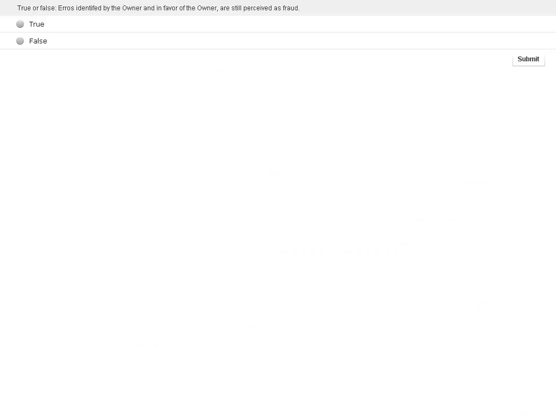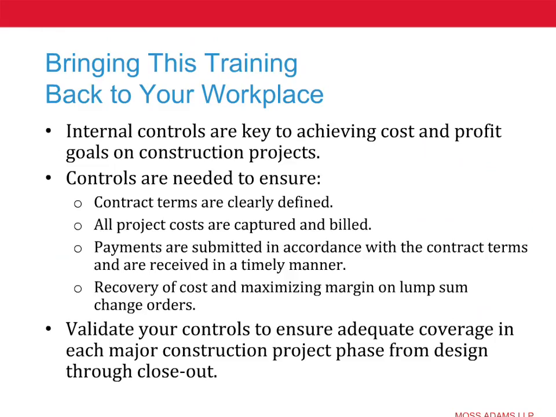Got it. So, false. Errors identified by the owner in favor of the owner are still perceived as fraud. 62% of you think that's false, but 37 to 38% of you think it's true. So obviously there is some thought out there that if an error occurs and the owner finds it, then that's going to be perceived as fraud. And I think that is true among many owners, and the other is also true, that a lot of owners recognize that people make mistakes and whatnot, but it's better not to make them in the first place.